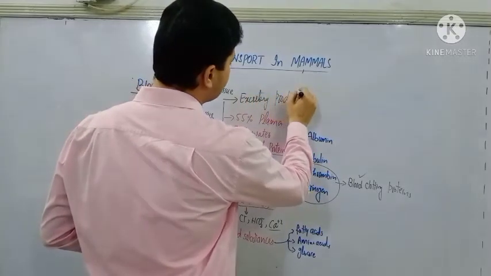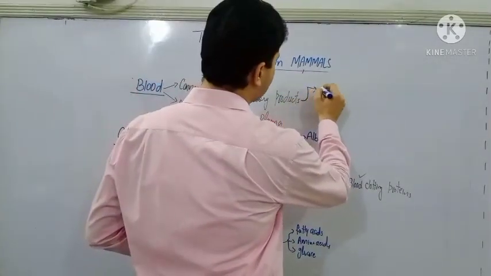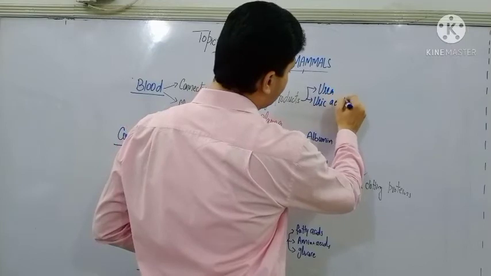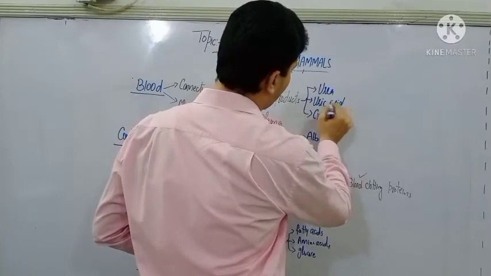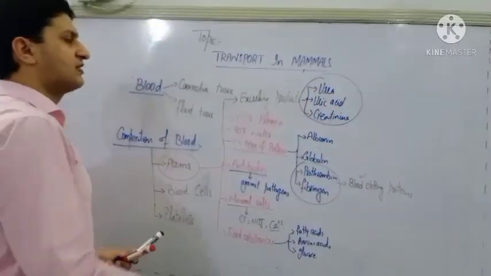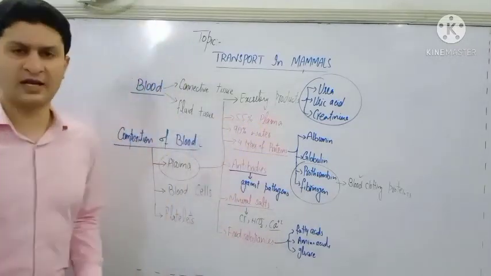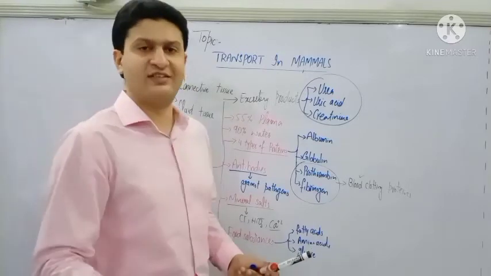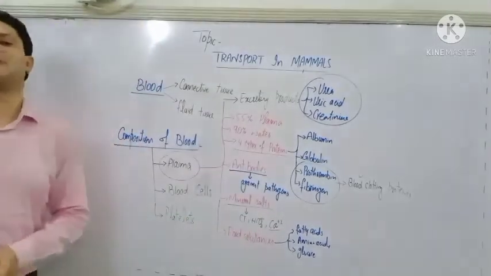Excretory products. For example, plasma contains urea, uric acid, and creatinine. So all these excretory products are present in our blood, and these excretory products have to be removed from our body. So plasma collects the urea, uric acid and creatinine and carries them towards the kidneys, and then kidneys expel these excretory products out of our body.